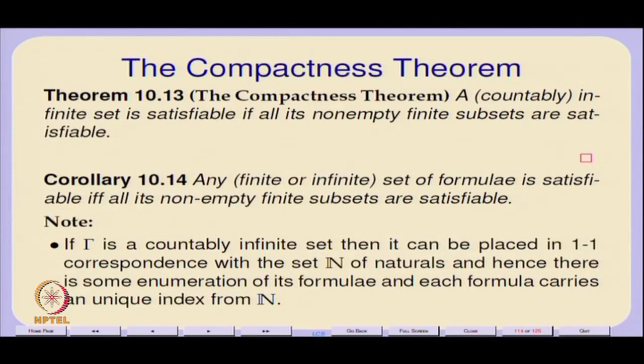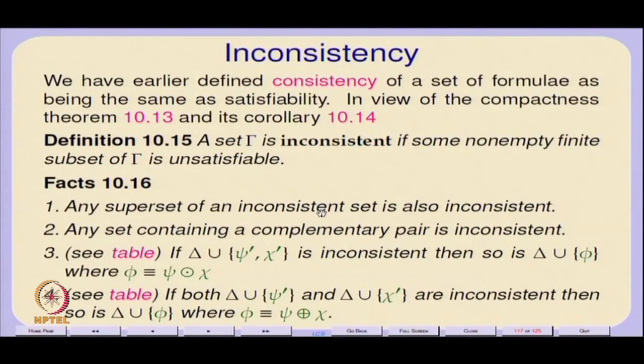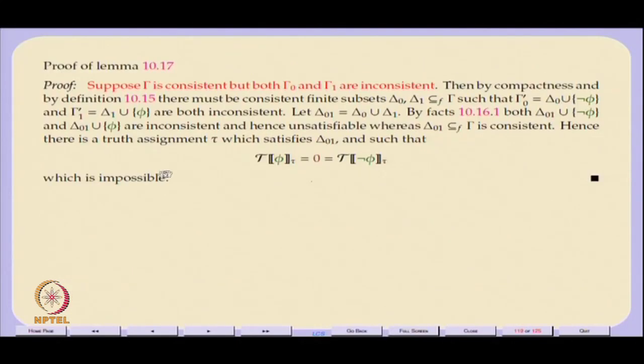What this also means for inconsistency is that any finite or infinite set of formulae is inconsistent if and only if there exists at least one non-empty finite subset which is inconsistent. So, inconsistency therefore reduces. We can think of it as a definition of inconsistency now that we have the compactness theorem. We just say that a set gamma is inconsistent if there is some non-empty finite subset which is unsatisfiable.